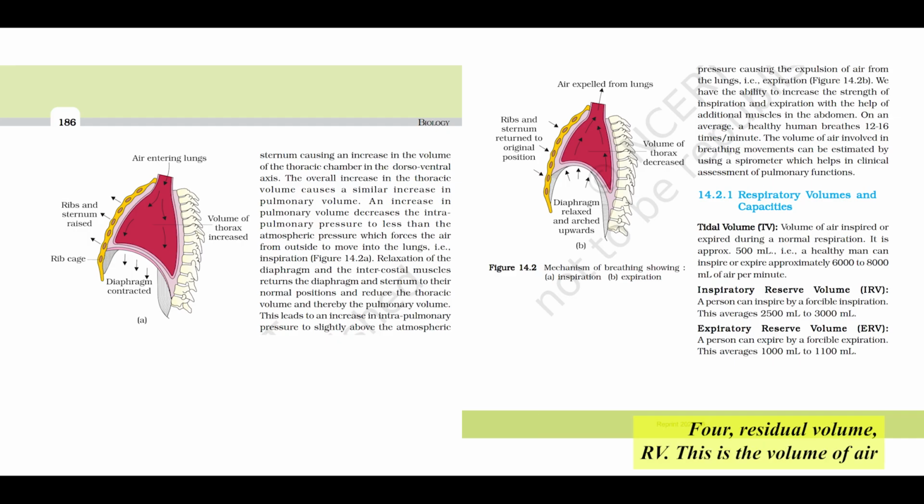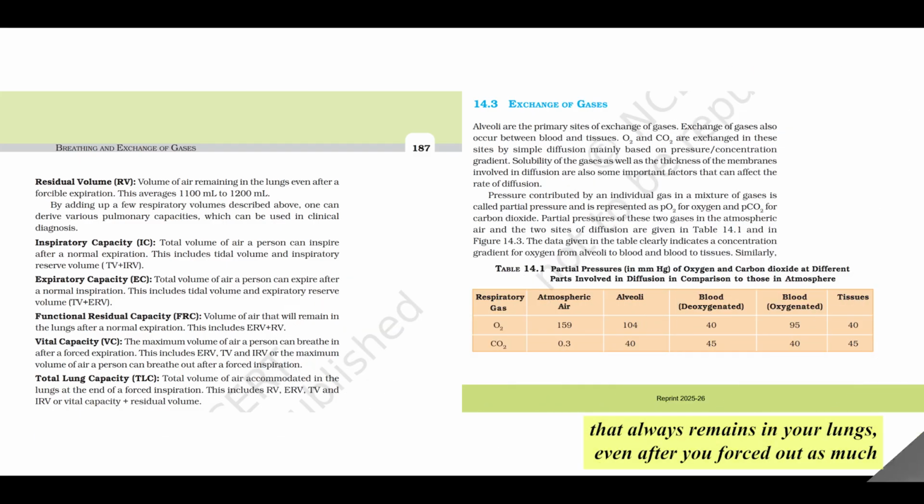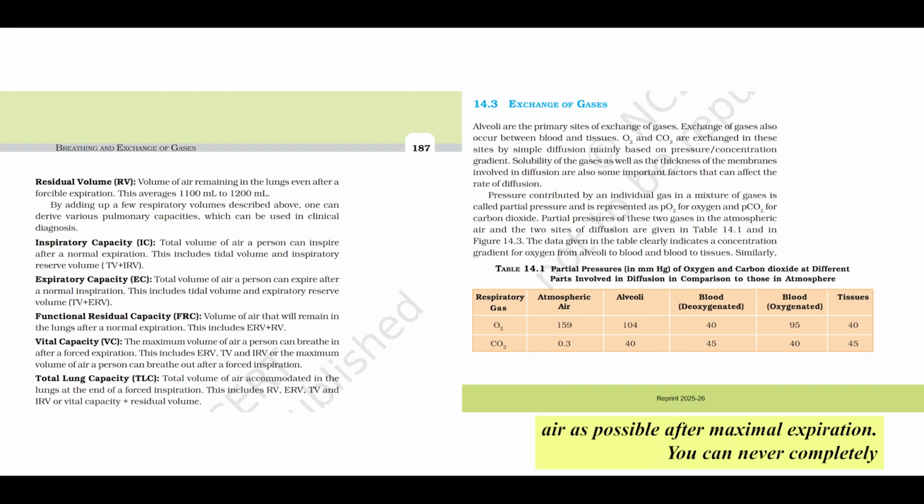4, residual volume, RV. This is the volume of air that always remains in your lungs, even after you've forced out as much air as possible after maximal expiration. You can never completely empty your lungs. The approximate value for RV is 1100 milliliters to 1200 milliliters. This residual air is super important. It prevents the tiny alveoli from collapsing completely, which would make it very hard to reinflate them. It also ensures that gas exchange can continue between breaths, smoothing out the oxygen and CO2 levels in the blood.